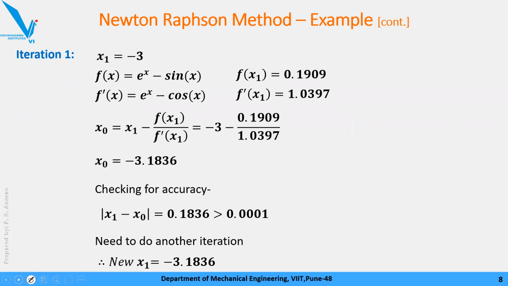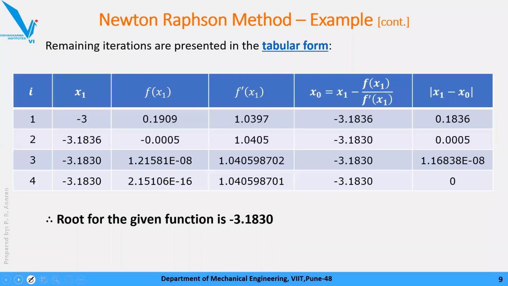So remaining iterations I have populated in a table. Now in this table I am not going to show every calculation because it's very straightforward. So we have first iteration, we have done this iteration -3, फिर f of x1 निकाला, f dash of x1 निकाला, based on that value हमने x0 निकाला. Okay, then we have calculated the error, it is not satisfied, go ahead with the second iteration.